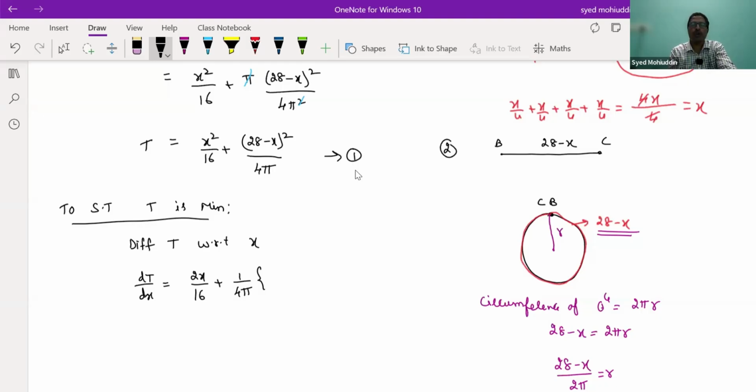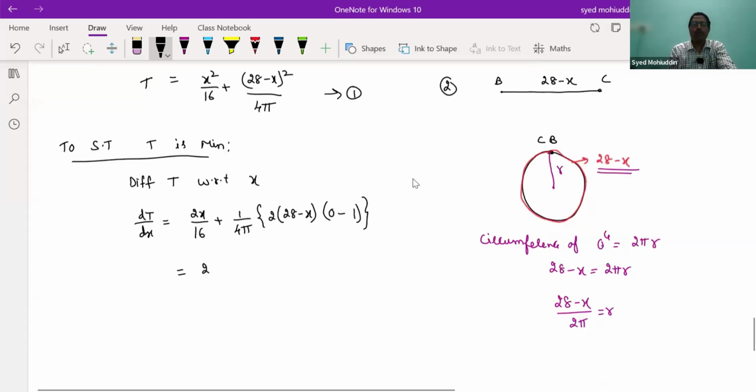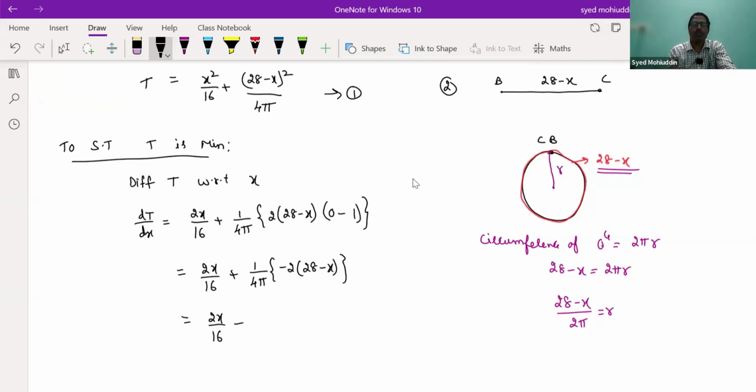It is like x square will be 2x, so 2 times 28 minus x. So the square differentiation is over. Now the inner differentiation. In the inner differentiation, 28 is a constant, so 0 minus the differentiation of x, which will be 1. Further, if you simplify this, you will get 2x by 16 plus 1 by 4 pi. Here 0 minus 1 is minus 1, multiplied by 2 gives you minus 2 into 28 minus x. Further, simplifying 2x by 16, plus into minus will be minus. You can cancel out this one. 2 ones are 2, 2 twos are 4.